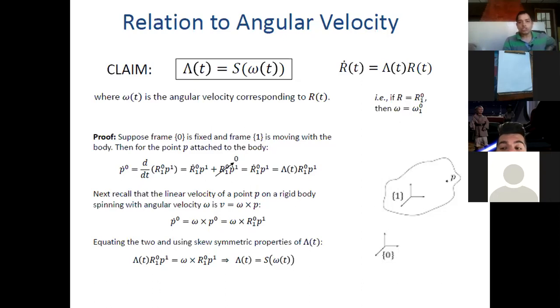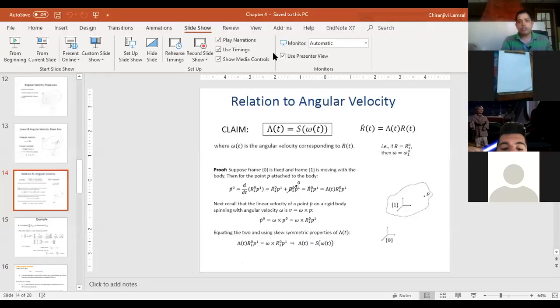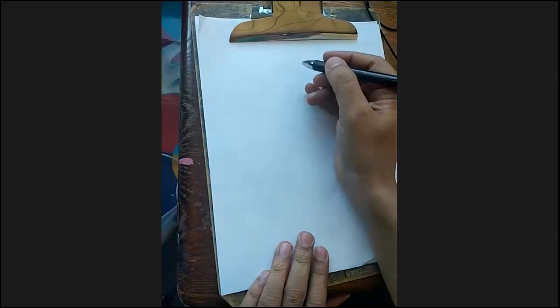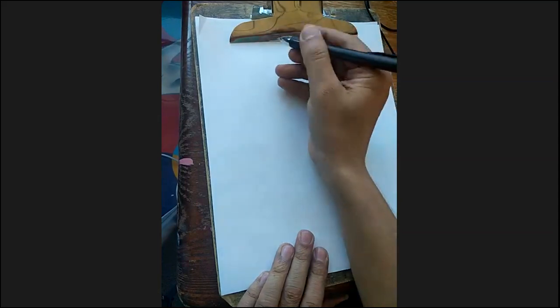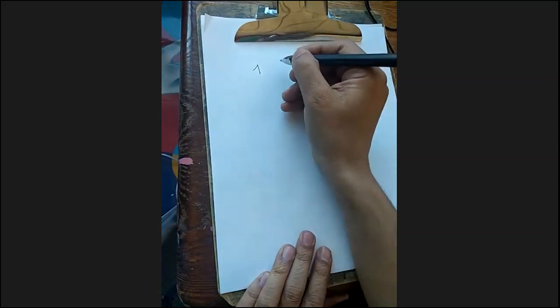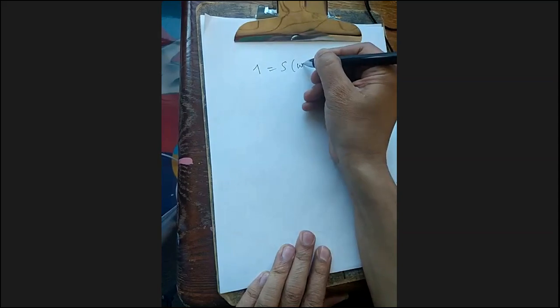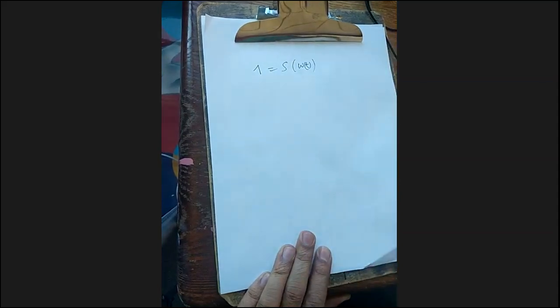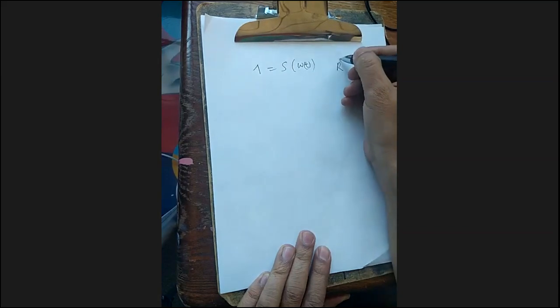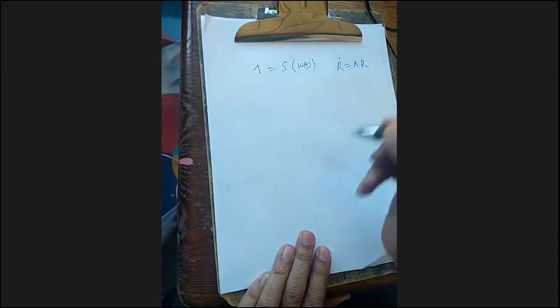All right. Let's begin. Let me stop sharing and do it here. That's my goal, so let's prove that lambda equals S of omega(t). That's what I'm trying to prove. We know R dot equals lambda R, from the last lecture.